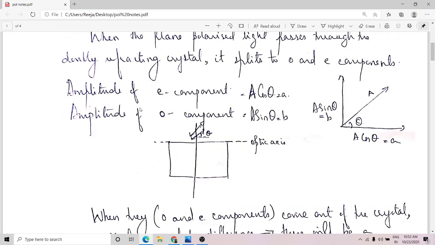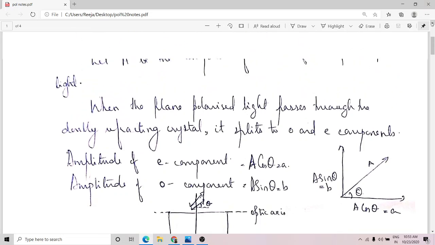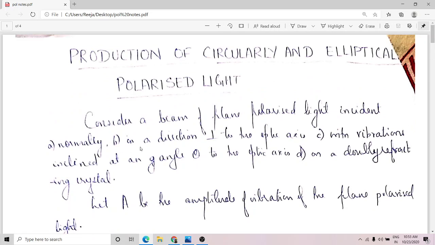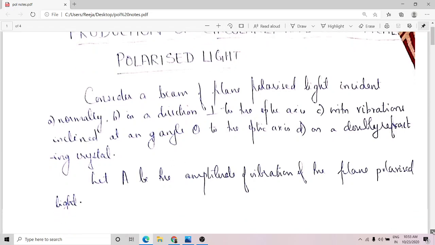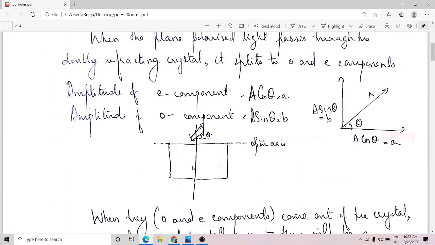So you will see now from this figure, looking at this figure, can you tell me how we can produce circularly polarized light? When a beam of plane polarized light is incident normally in a direction perpendicular to the optic axis with vibrations inclined, we had considered the vibrations to be inclined at some particular angle theta to the optic axis. This angle, we just imagined it to be some angle theta, but actually to produce circularly polarized light, what must this angle be? It must be 45 degree.